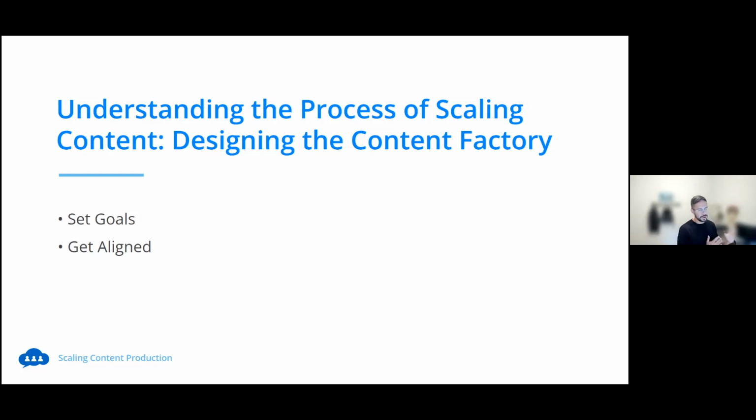So you need to get all the teams aligned on what the goals are and what you are trying to achieve. Then, when you get alignment, when you have your clear goals, you need to identify the roles in your content factory or in your content production workflow. And this is very important because we need to know who's going to be accountable for what.